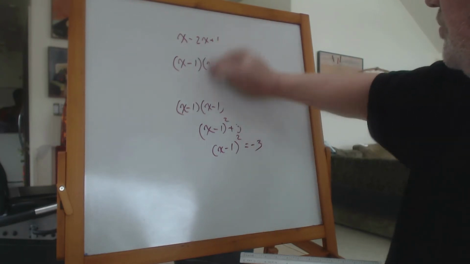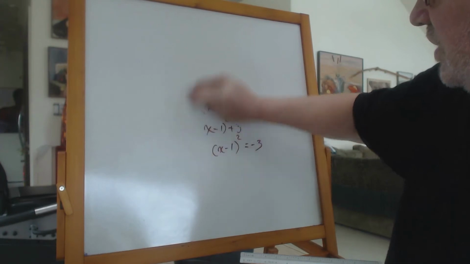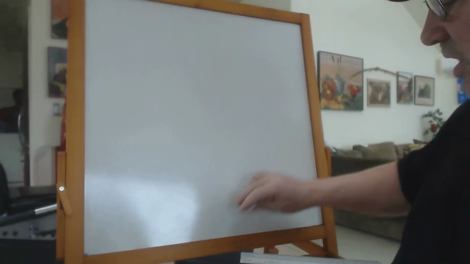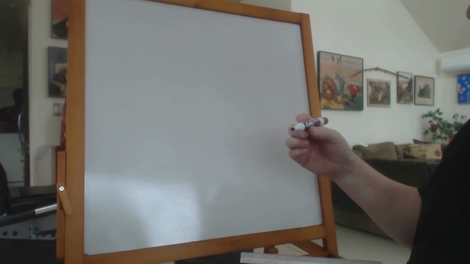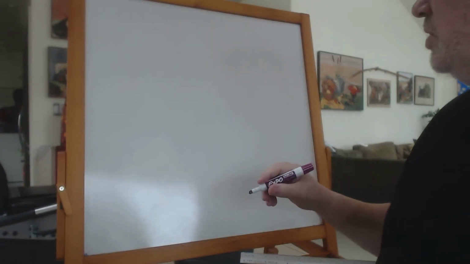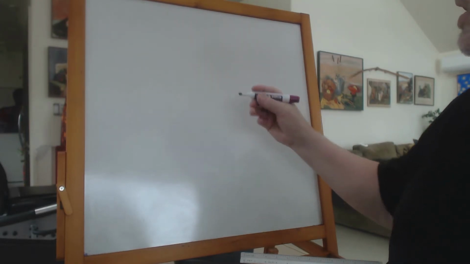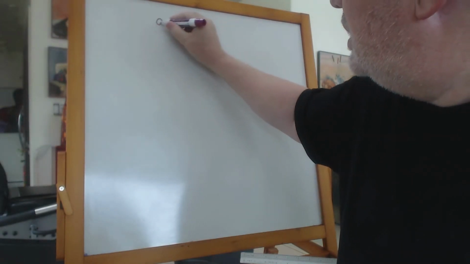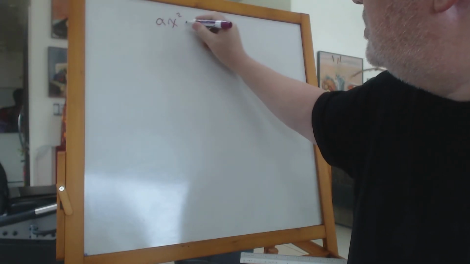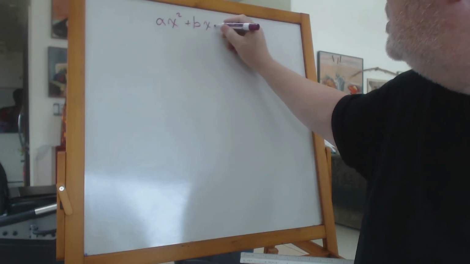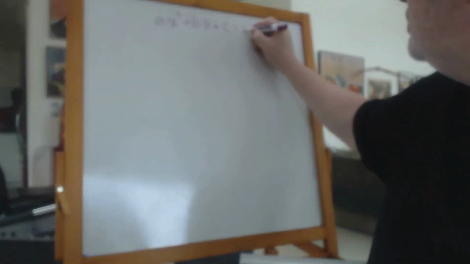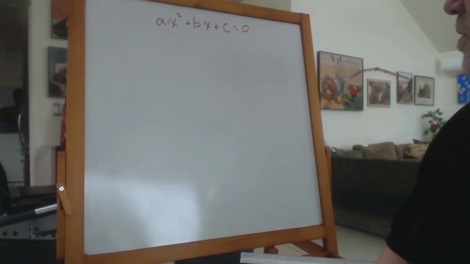Well, if we take the general form of the quadratic equation and use the same concept of squaring, what we call completing the square, we can derive the quadratic formula. So we start with ax squared plus bx plus c equals 0. Now, what we have to do is play around and find the factors that will be squared.